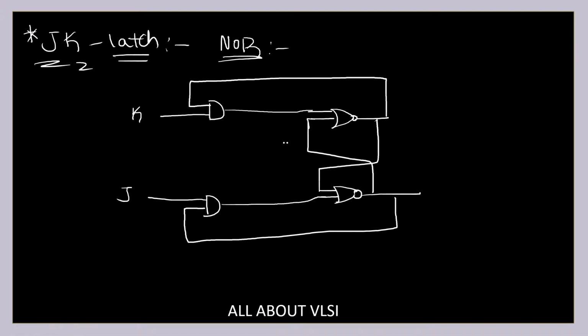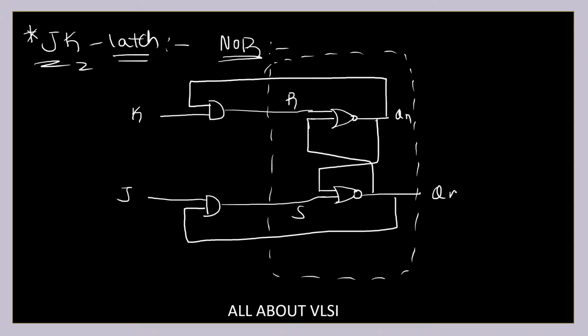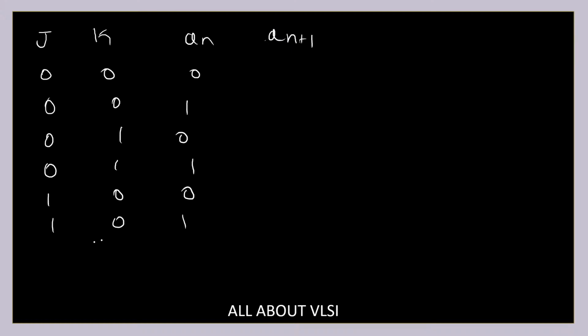Now, let us try to understand how this is going to work. You can see this particular circuit over here is nothing but my RS latch only. This is R, and this is S, and this is my present state Qn, and this is its complement, Qn complement. Let me tabulate it quickly: J, K, Qn, and Qn plus 1. I'm going to have 0, 0, 0, 0, 0, 1, 0, 1, 0, 0, 1, 1, 1, 0, 0, 1, 0, 1, 1, 1, 0, and 1, 1, 1.